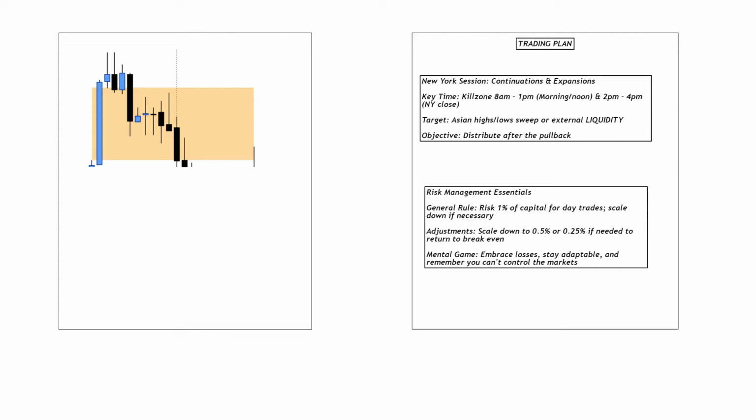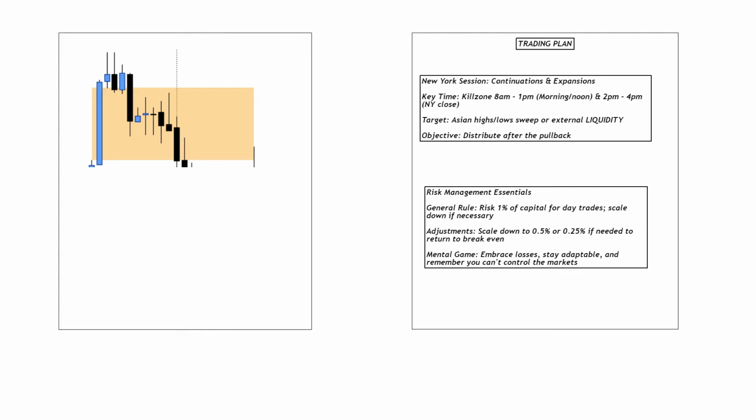As you can see right here, this is the trading plan that we have. Mainly I trade the New York session, which is composed of continuations and expansions. The key times that I trade the New York session are between 8 a.m. and 1 p.m. This is the morning session and the noon session, and then we have 2 p.m. through 4 p.m. This is called the New York close. This is the afternoon session. And our main targets are usually Asian highs or Asian lows, or any points of external range liquidity that we may see on the market.